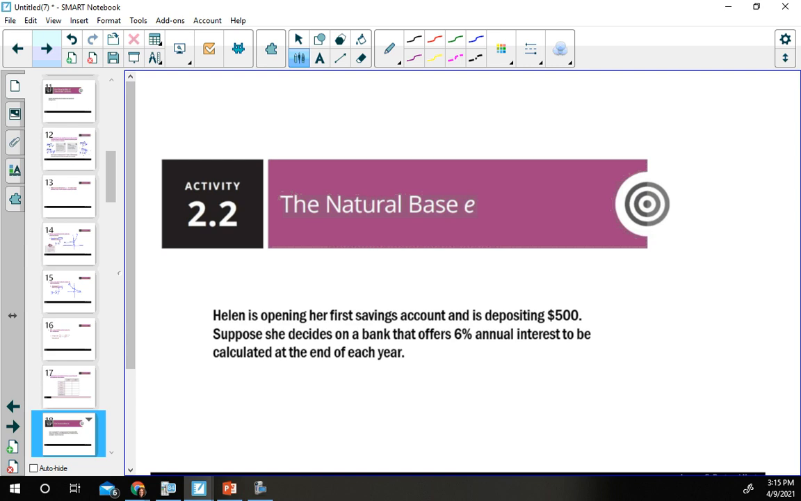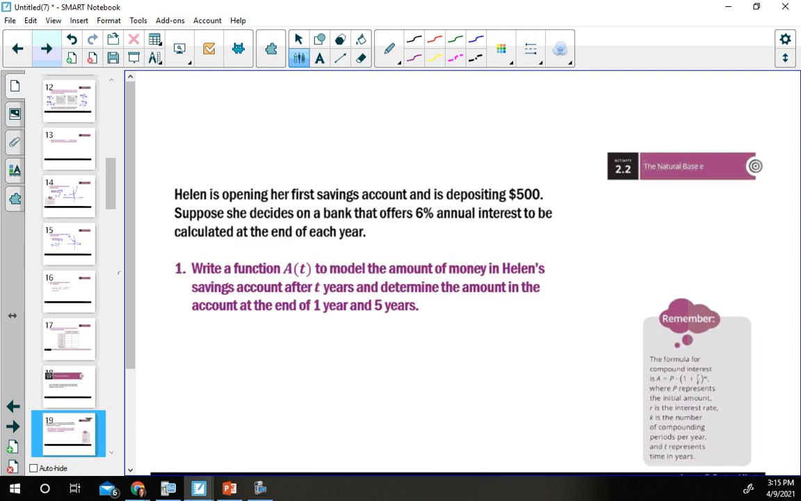Okay, so in 2.2, Helen is opening her first savings account, is depositing $500. Suppose she decides on a bank account that offers 6% annual interest to be calculated at the end of each year. So it says, write the equation to model the amounts of money in Helen's savings account after 2 years, then determine the amount for 1 year and 5 years.